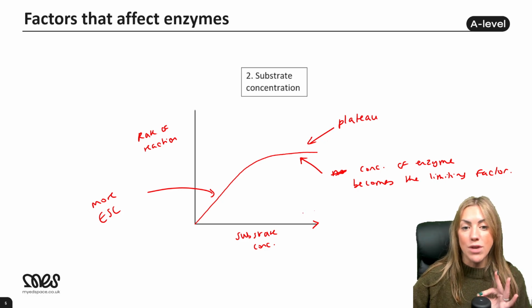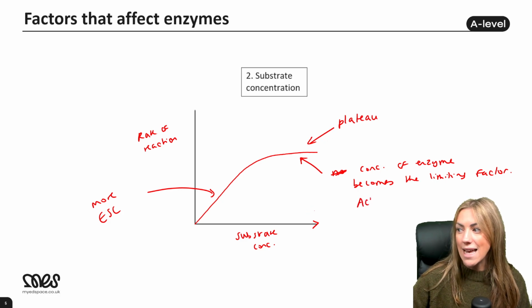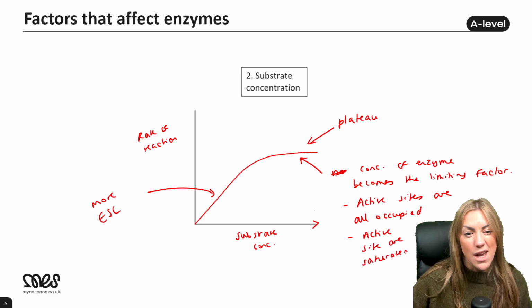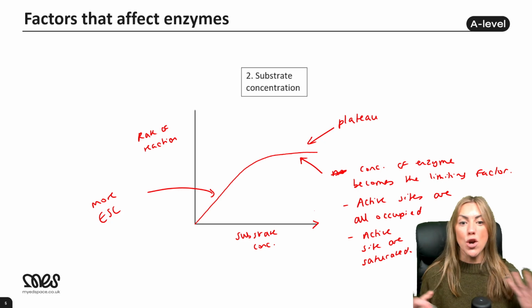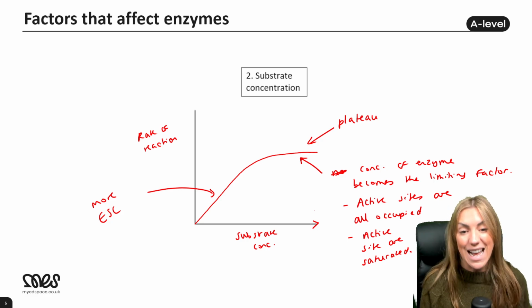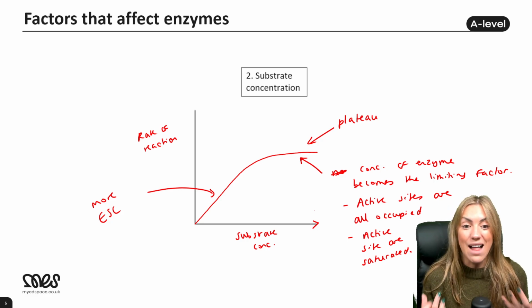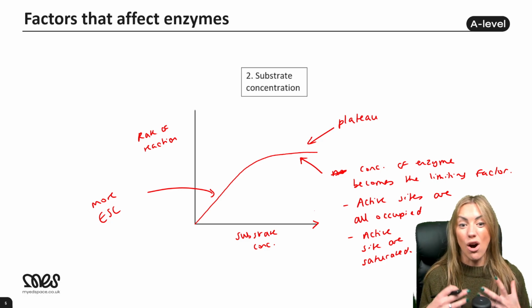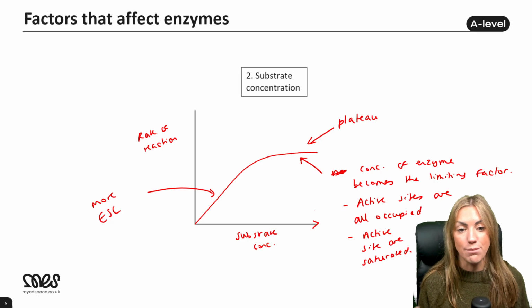It's because the concentration of enzymes in this reaction is becoming the limiting factor. We can say that the active sites are all occupied. Or another way to say that is the active sites are saturated. So it's kind of like saying, look, there's no point keep adding more and more substrate because we've only got so many enzymes and all of these enzymes are working at their fastest rate. So at any one time, all of the enzymes' active sites are occupied or the enzymes are saturated by substrate.